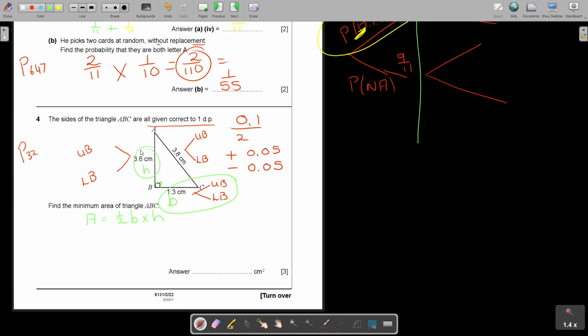So basically, I can just find the upper and lower of this. If I add 0.05, I get 1.35. And if I subtract, 1.25. And if I add, then I get 3.65, and I get 3.55.